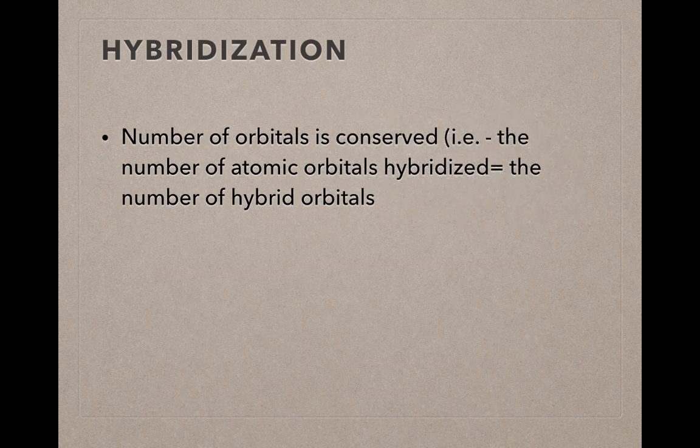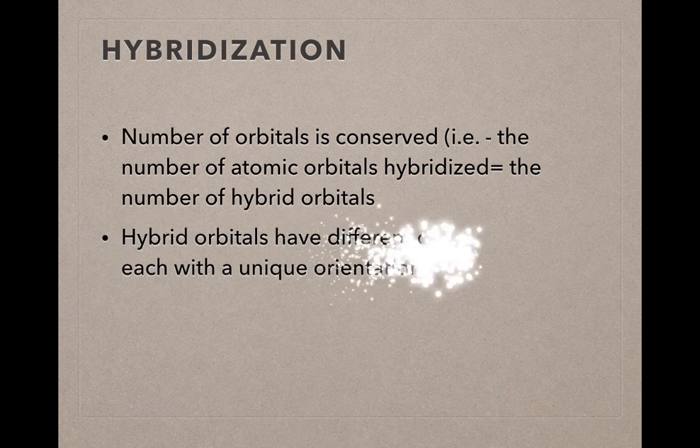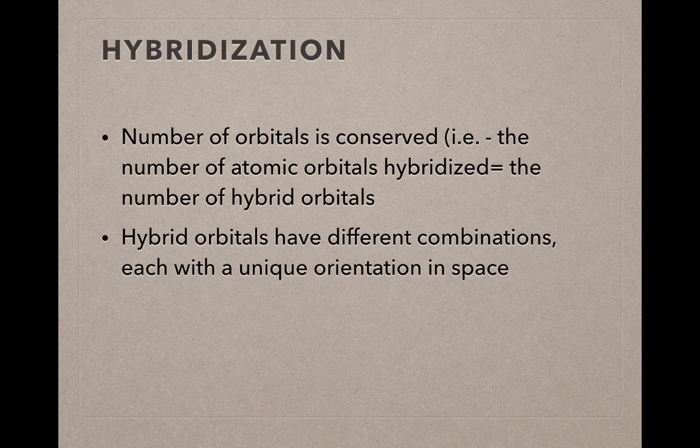Some things we have to keep in mind when we're hybridizing orbitals is that the number of orbitals has to be conserved. In other words, the number of atomic orbitals that I mix together has to equal the number of hybrid orbitals that comes out. Also, hybrid orbitals have different combinations, each with a unique orientation in space. We can combine an s orbital with 3 p orbitals and get 4 hybrid orbitals. We can combine an s with 2 p orbitals and get 3 orbitals, and those are going to be different from the other one. Or we can take an s and a single p and hybridize those, and those will look different than the other 2.